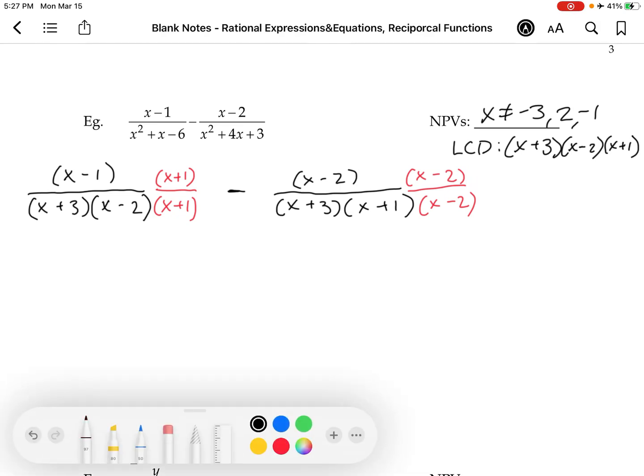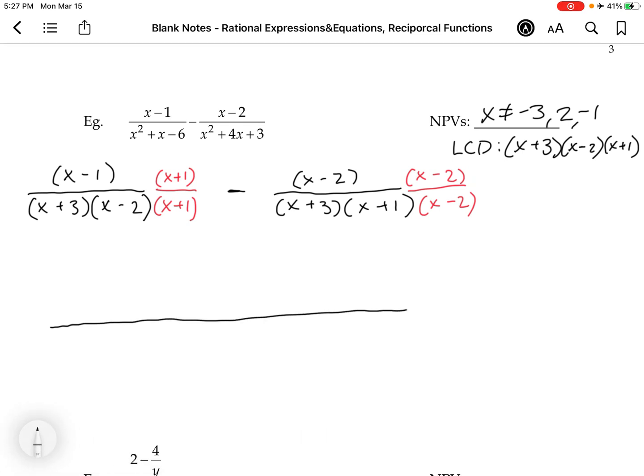Okay, and I have quite a bit of simplification to do now because I've got to distribute in the numerators. I've got to multiply a binomial times a binomial. And then I've got to simplify by collecting like terms. So let's do that. The denominator is these three binomials multiplied together. And you can leave these in factored form. Please do, actually.